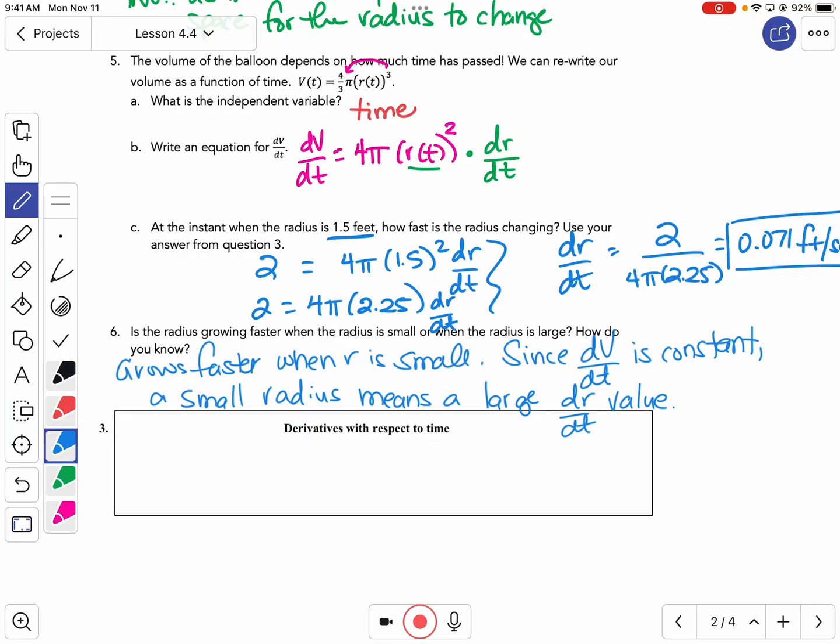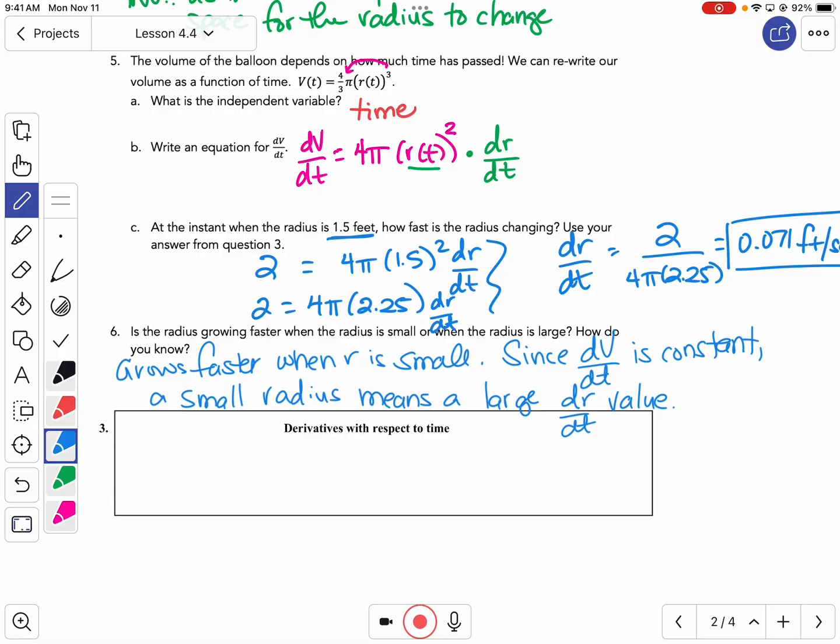Okay, congratulations, you just did your first related rate problem. We're going to spend all day tomorrow looking at a plethora of related rate problems and all the different mathematics and geometry that can be used to solve those. These are primarily geometric based problems, just as a heads up.